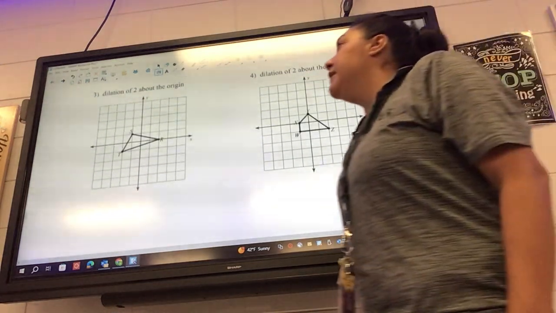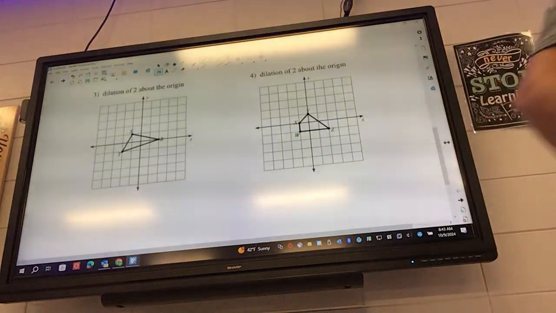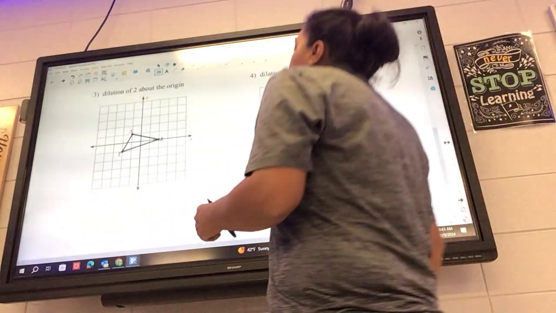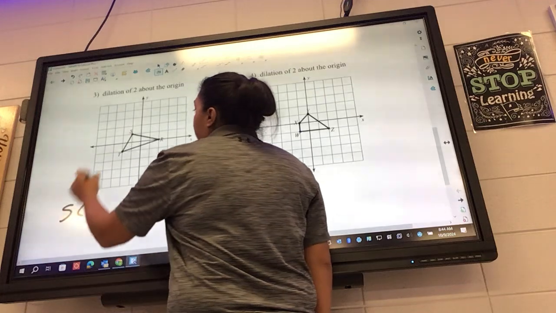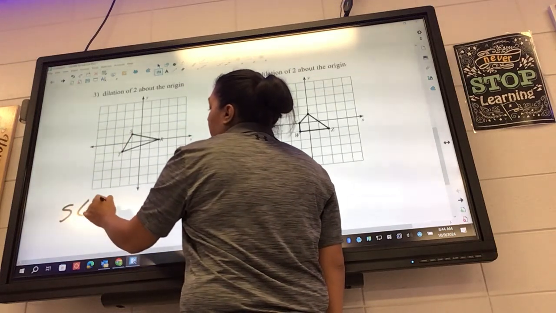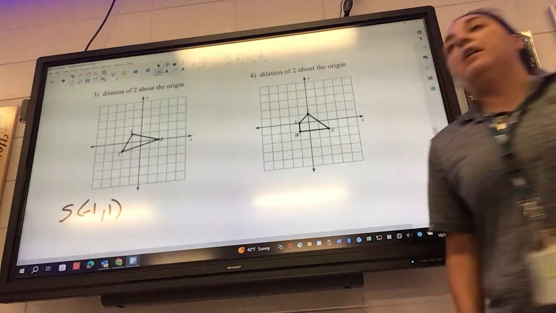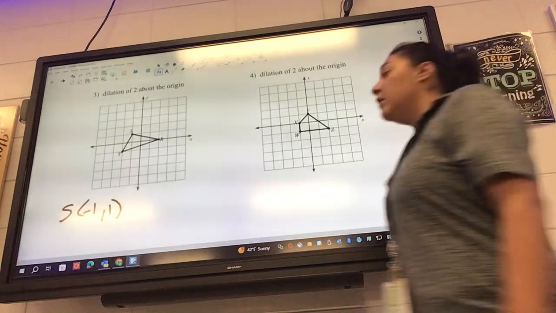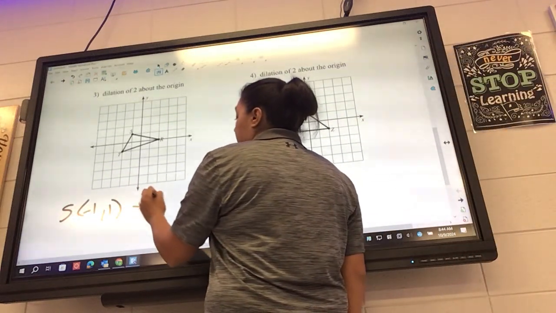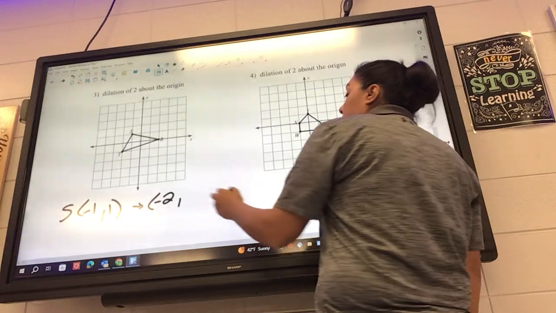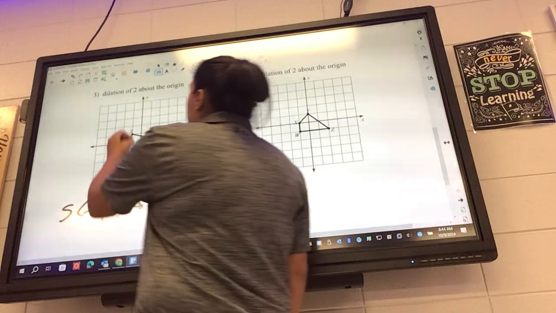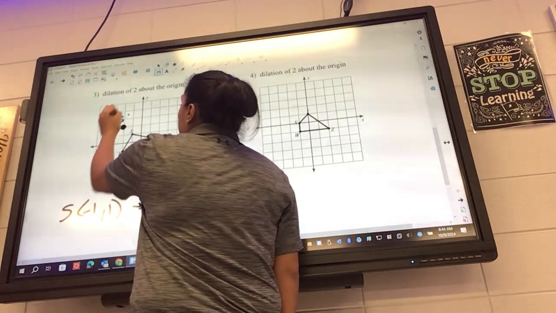So if we look at 3, it says a dilation of 2 about the origin. So is it going to be an enlargement or a reduction? Enlargement. If the number is bigger than 1, it's going to be an enlargement. So my S is negative 1, positive 1. We're going to multiply them by 2. Negative 1 times 2 is negative 2. 1 times 2 is 2. So for my S it's going to be negative 2, 2. So this is my S prime.